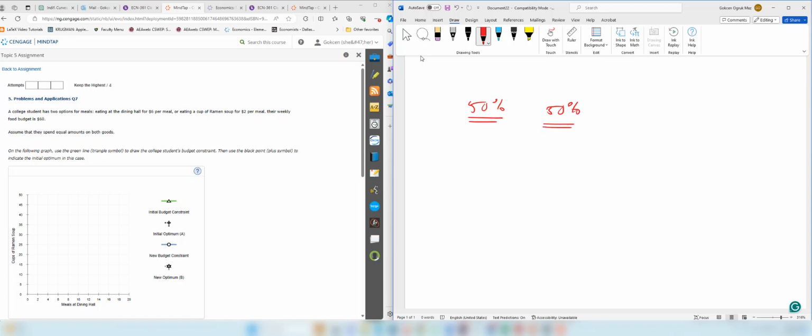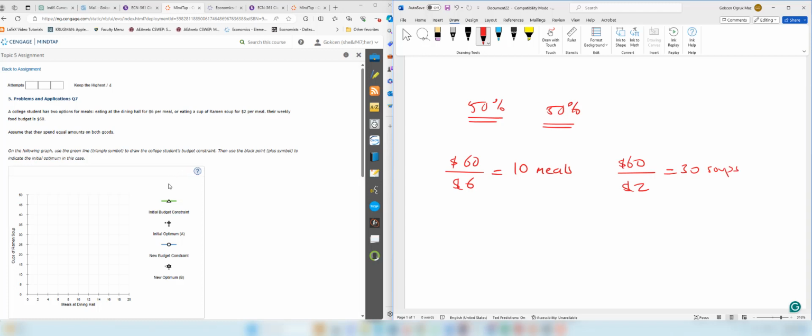First, we are going to draw the initial budget constraint. So we need 2 points to draw a budget constraint. If you have $60 and you spend all that money on meals, then you can buy 10 meals. So 10 meals and 0 cups of ramen soups is 1 point. If you spend all money on ramen noodles, you can buy 30 cups of soups.